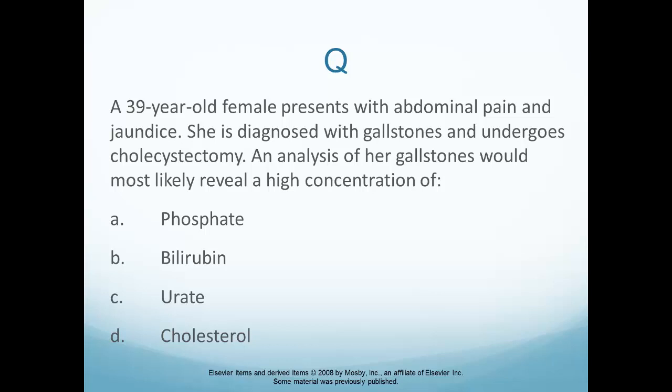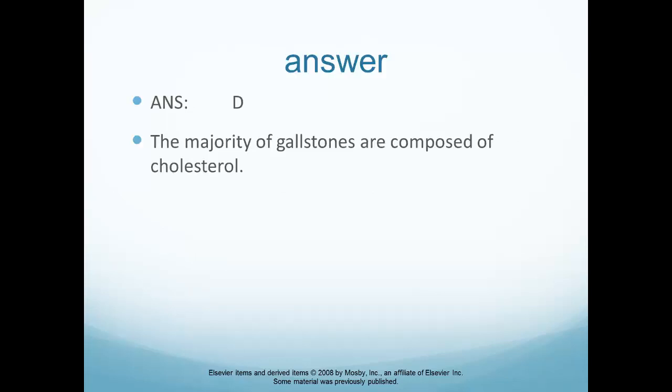A 39-year-old female presents with abdominal pain and jaundice. She is diagnosed with gallstones and undergoes cholecystectomy, and analysis of her gallstones would most likely reveal a high concentration of what? The majority of gallstones are composed of cholesterol. So remember again, cholesterol is the base here of gallstones. Renal stones, on the other hand, are usually calcium-based, but gallstones are usually based in cholesterol.